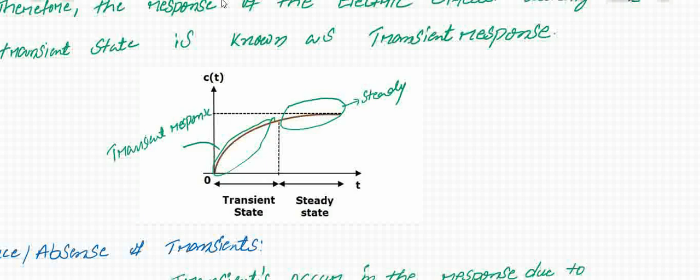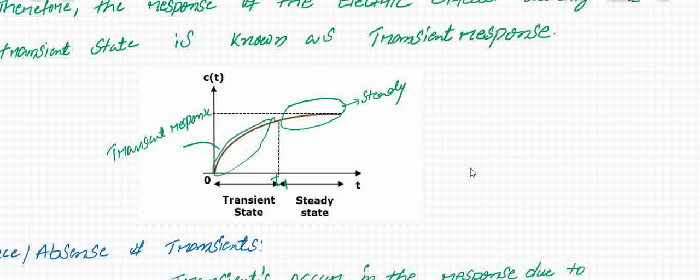In this, whenever the input is applied, the output takes some time. For example, if I consider a time t1, the output takes from 0 to t1 to reach the maximum value. Actually, it should obtain the maximum value initially itself, but it takes some time. That time, the response in that time, is called the transient response.